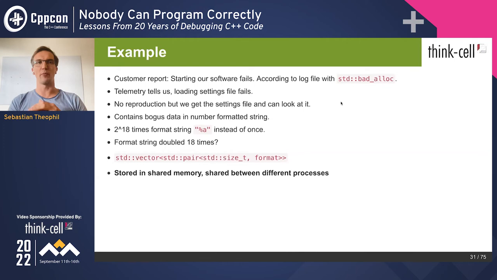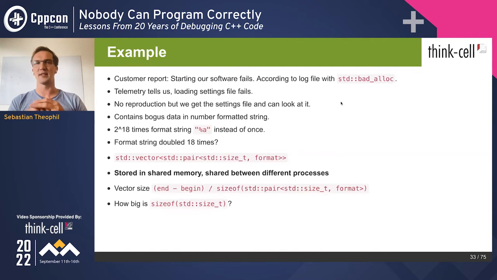Now we went one step deeper. How is the vector size calculated? Well, the vector size is end minus the begin pointer divided by the size of the elements. Okay, and maybe that's already ringing a bell for some of you. So what's the size of those elements? And specifically in shared memory, is that the same for all participating processes? Specifically, how big is the size_t? And is that the same for all processes? And of course, it is not. It is not the same size for 32-bit and 64-bit processes. So that was the problem here.